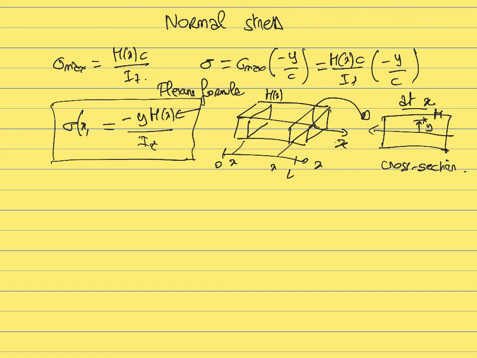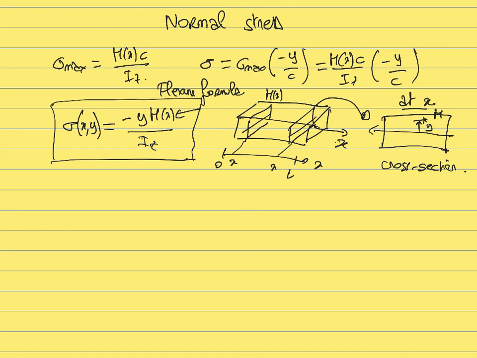So the stress depends on the position x along the longitudinal axis, but for each cross section, you can also move up and down within the cross section. So the stress is also going to depend on y. It depends at the same time on x, the position along the longitudinal axis, and on y, the vertical position. So the stress depends on both x and y. This expression is useful because it gives you the normal stress within a beam.